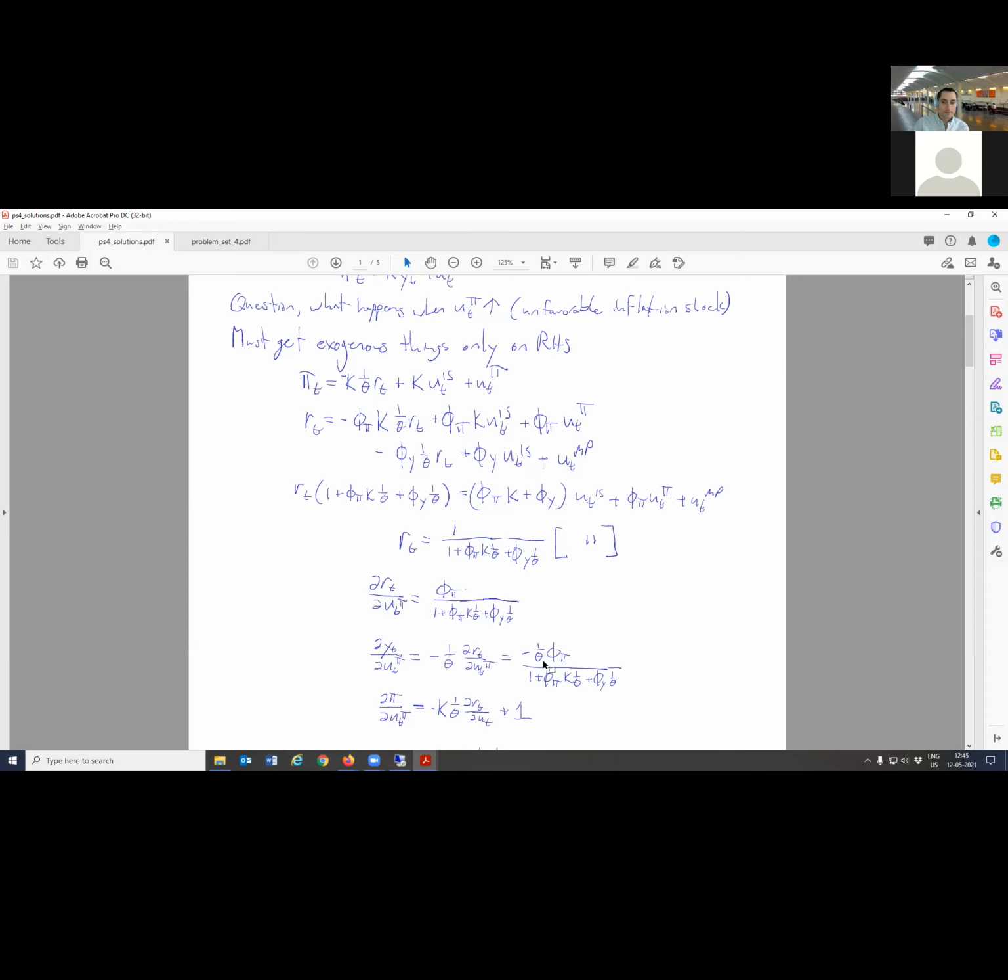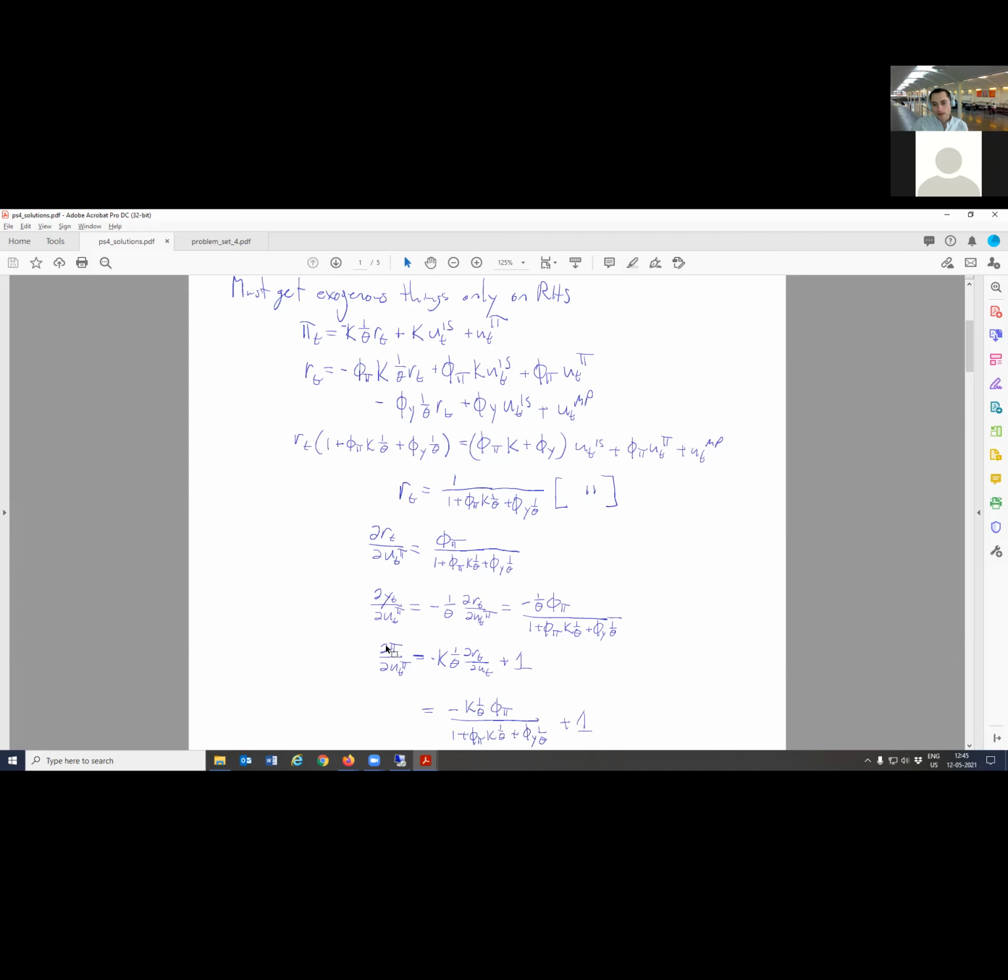What can we learn? Well, since all the parameters here are positive, you can see we have a negative sign out front. This says that when there's an unfavorable inflation shock, it causes output to fall. Okay.